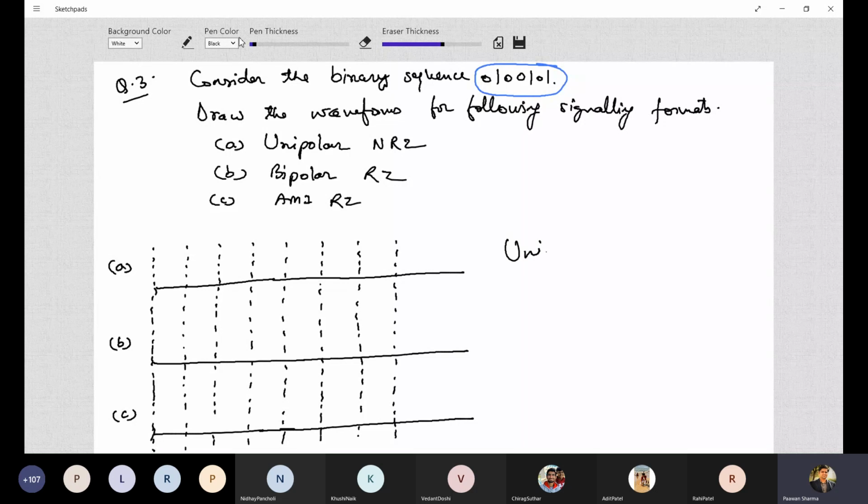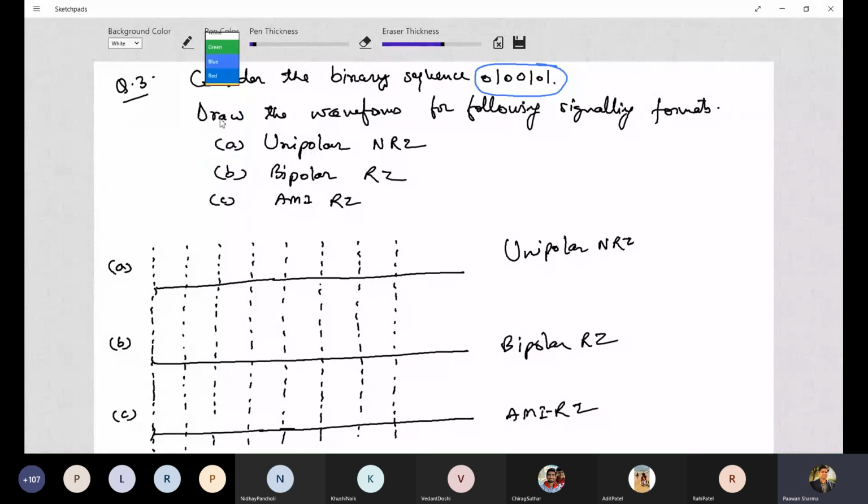The first one is your unipolar NRZ, then bipolar RZ, and alternate mark inversion return to 0. So first start with unipolar NRZ. What should be here in this duration?